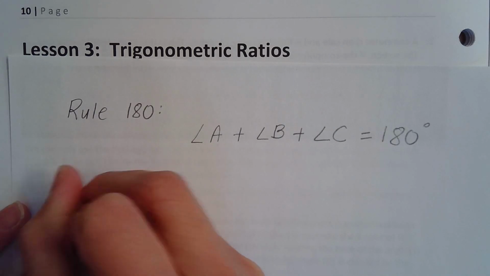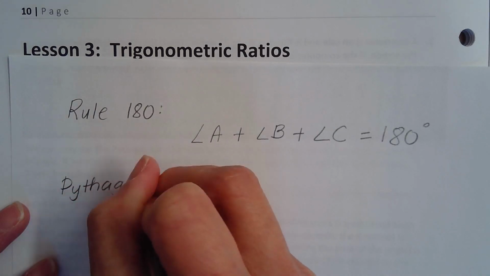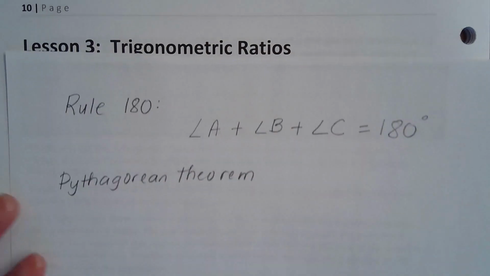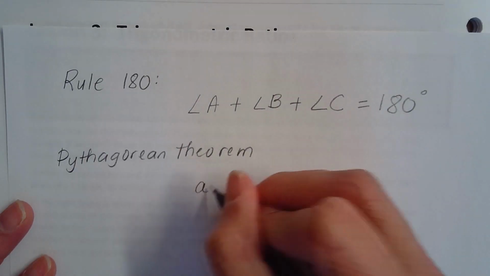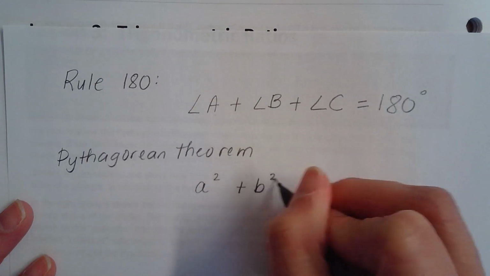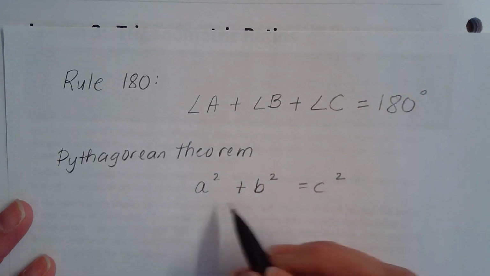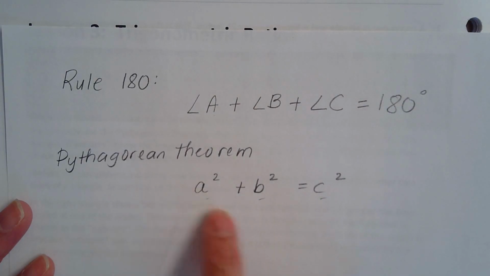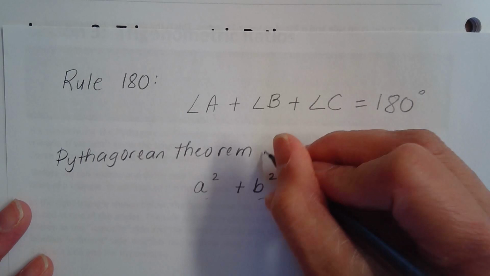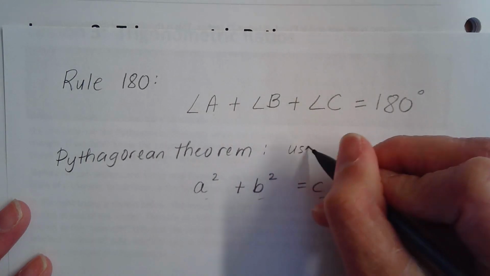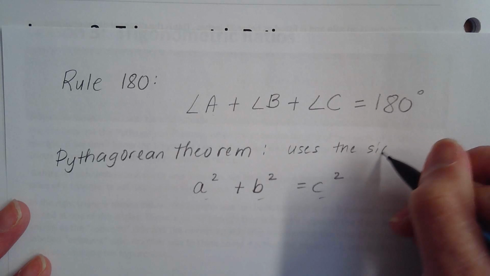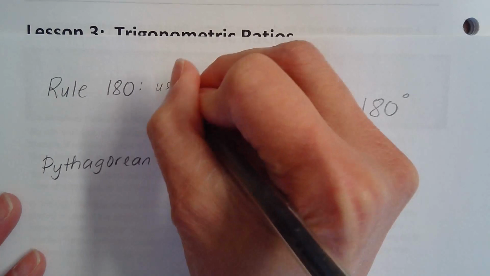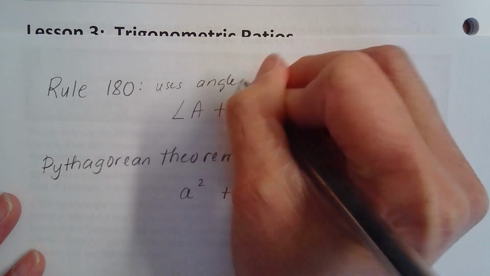The next thing that we talked about is the Pythagorean theorem. And the Pythagorean theorem, we said a squared plus b squared equals c squared. So all of these, a, b, and c, are sides. So the Pythagorean theorem uses the sides only, right? Rule 180 uses angles only.